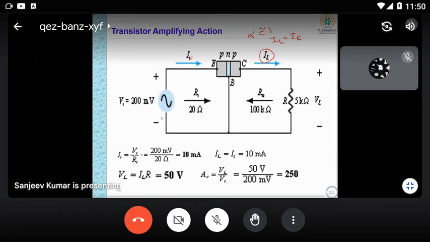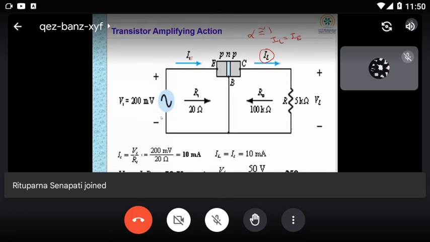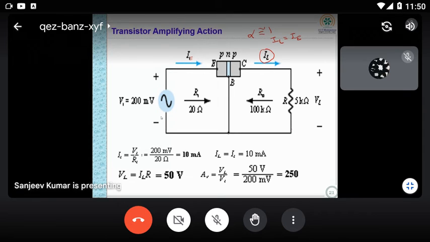Now what other important information did you get? You have seen current gain is equal to 1, but voltage gain will be more. So in common base transistor configuration, you may get current gain equal to 1, but voltage can be amplified. Is it clear? Here the output voltage is across 100 kilo ohm or 5 kilo ohm? 5 kilo ohm, because you are measuring your output voltage across RL only.